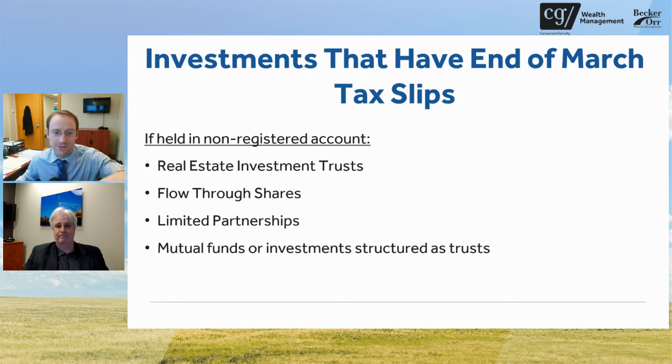Yeah, common investments in your non-registered account, real estate investments are known for this, flow through shares, limited partnerships. There are some common items, and there's more. That's not an exclusive list, but it gives you an idea. If you own something like this in your non-registered account, good chance you're getting one of those T3s or trust-related slips, which will have a later deadline than all the ones we listed prior. So you do need to keep that in mind.